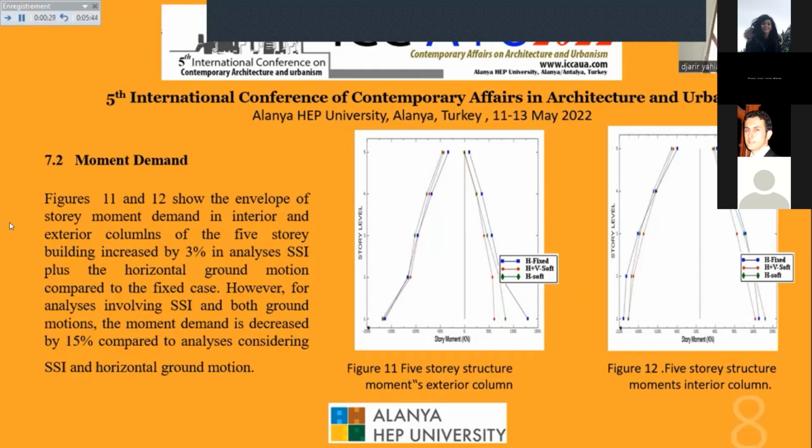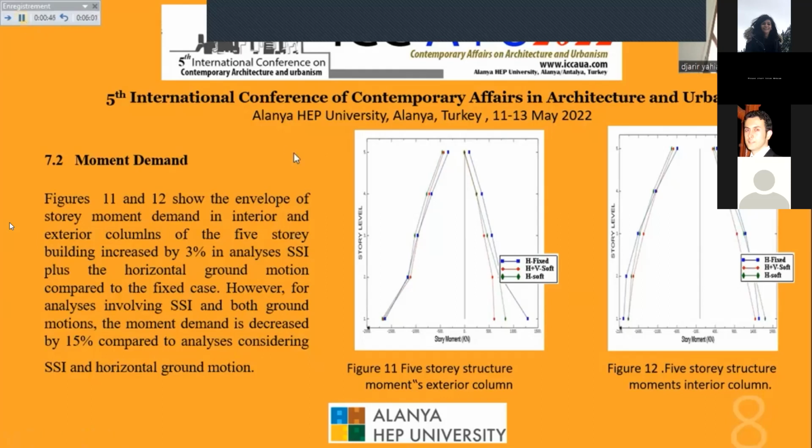However, for analyses involving SSI and both ground motions, the moment demand is decreased by 15% compared to analyses considering SSI and horizontal ground motion.